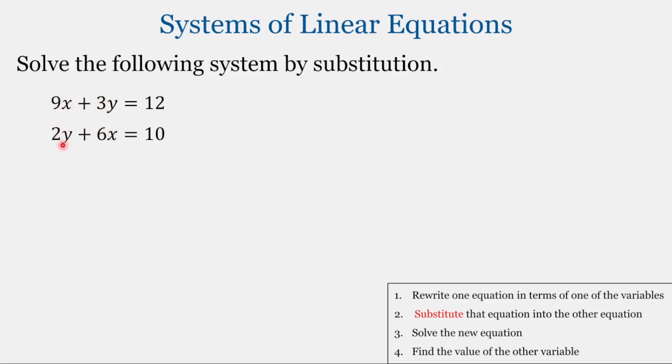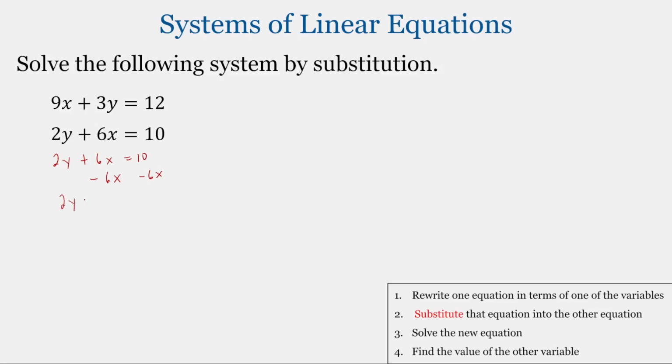Next, I'm going to check divisibility. So in this first equation, the smallest coefficient is 3, and 3 does go into both 9 and 12 without leaving a remainder. So solving for y in this first equation would work, as would solving for y in this second equation, as both 6 and 10 are divisible by 2. So either of those strategies would work. I'm going to go ahead and just start with this second equation and solve for y. So we have 2y plus 6x equal to 10. So to solve for y, the first step will be to subtract 6x from both sides.